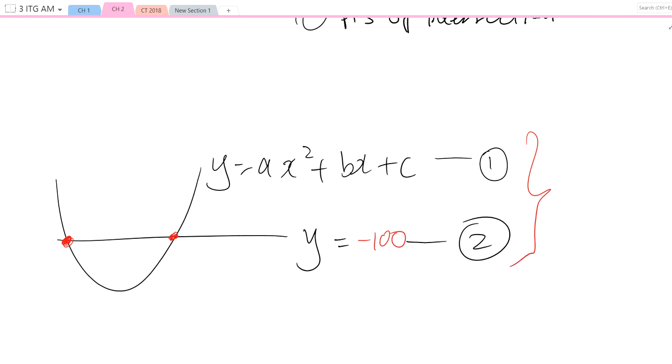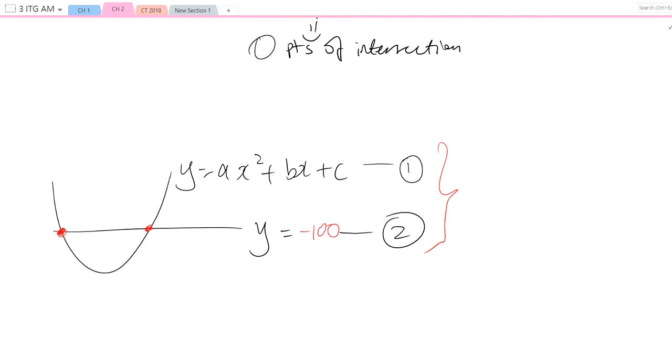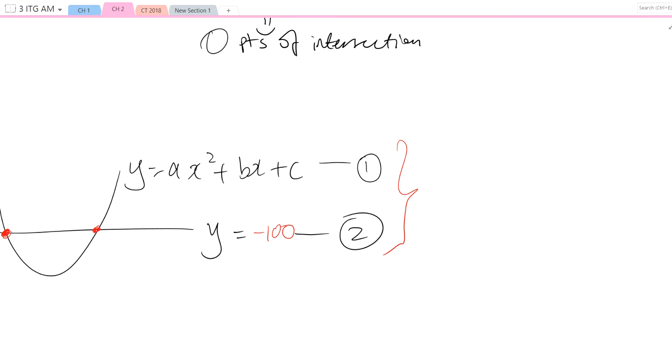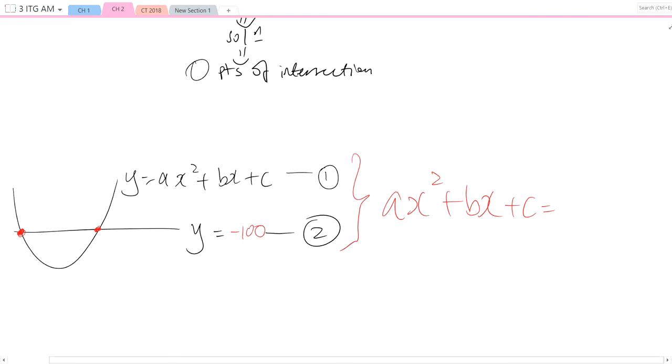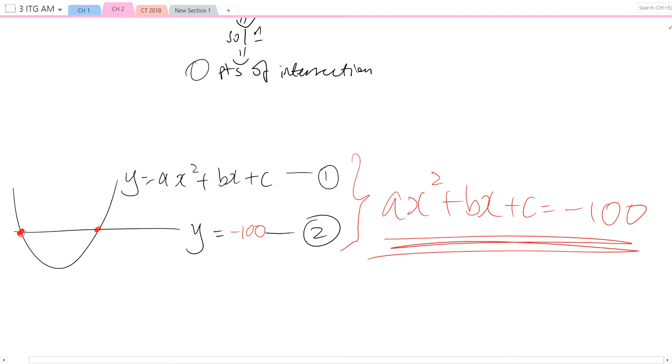What happens if you try and solve these 2 simultaneously without using a graph? What will you do? What will you write? Then what do you have? Ax squared plus bx plus c equals to negative 100. Yes, if you were to try and solve this, then you will get x1 equals to something, x2 equals to something. Okay, we are expecting 2 answers because there are 2 intersection points. Okay so far?